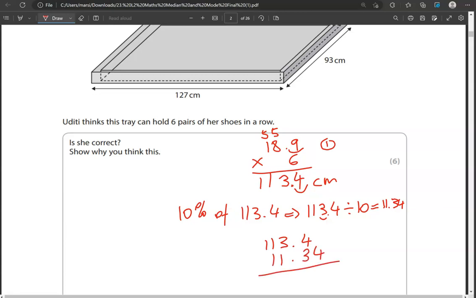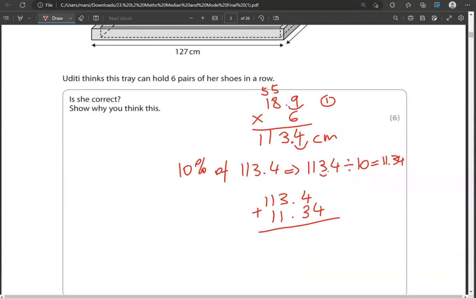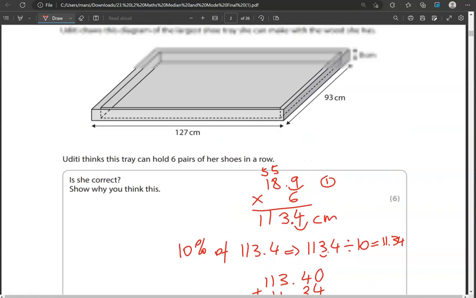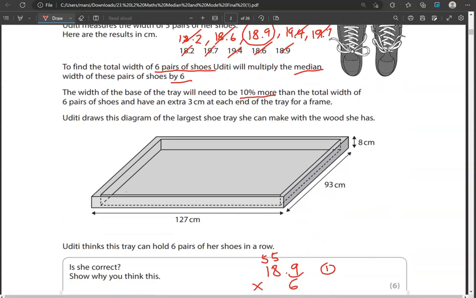So we line them up correctly. I can put a 0 here at the end. So 0 and 4 is 4, 4 and 3 is 7, 3 and 1 is 4, 1 and 1 is 2, 1 and 0 is 1. So 124.74 centimeters. So that includes the 10% increase now.